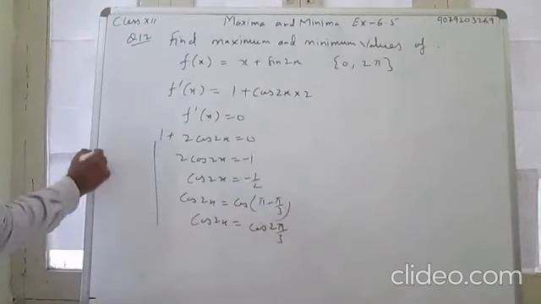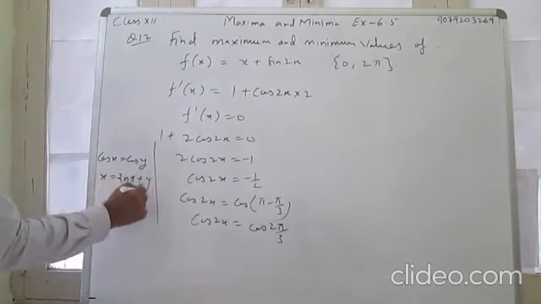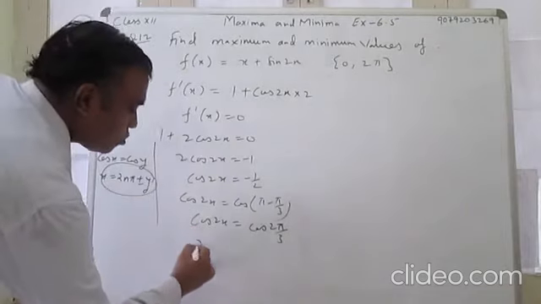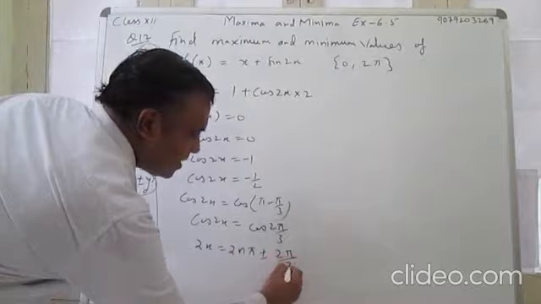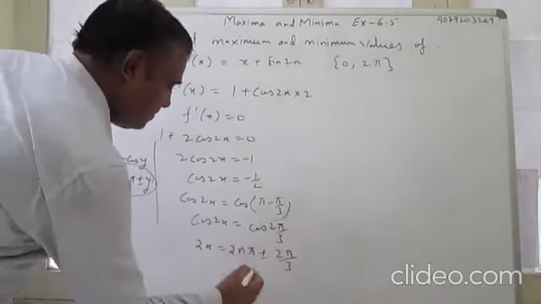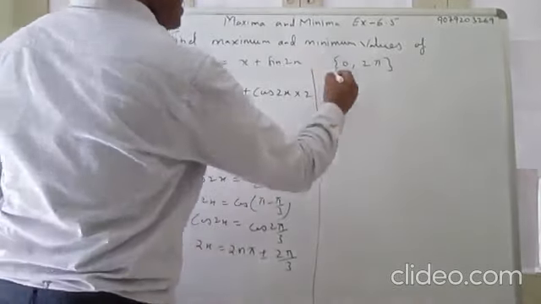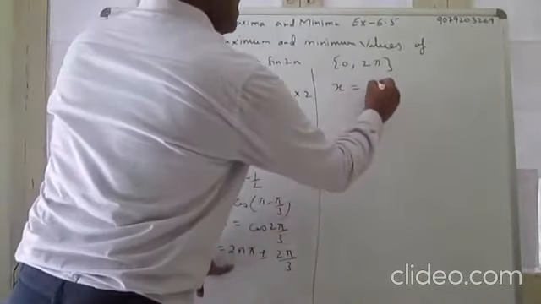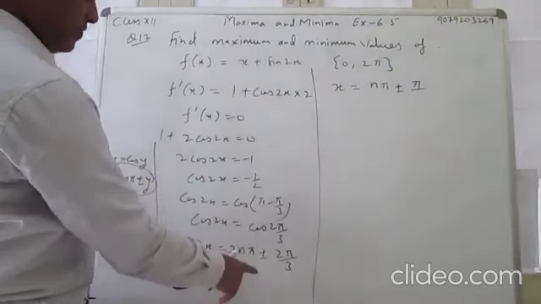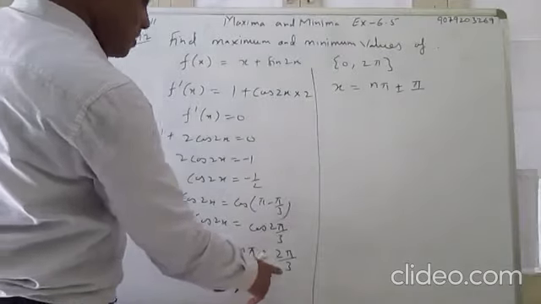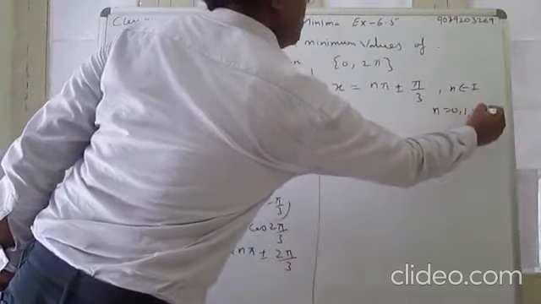You know this formula: cos x = cos y, then x = 2nπ ± y. We use it here. So 2x = 2nπ ± 2π/3. Now what is the value of x? x is equal to dividing by 2, so nπ ± π/3. Here n belongs to I. You can take n = 0, 1, 2, 3.